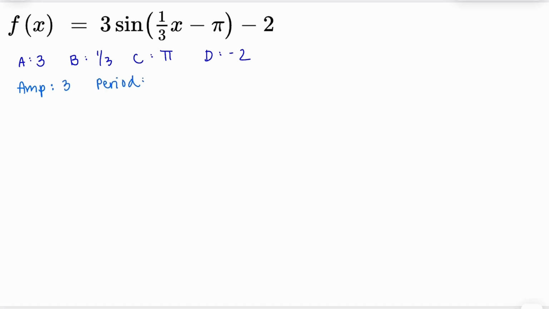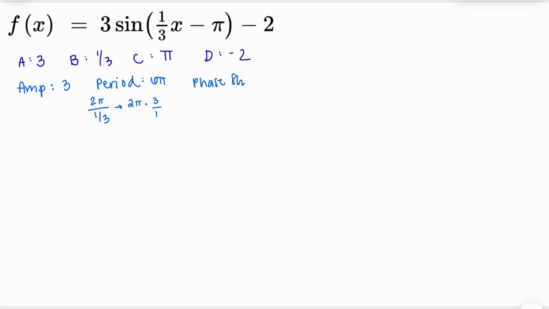Our period is going to be 2 pi divided by B. Now this we have to be able to do by hand because one, you probably won't have a calculator on a test on this, but also if I type it into my calculator, it's going to give me a decimal. So I need to remember keep, change, flip, and I'll get a period of 6 pi.